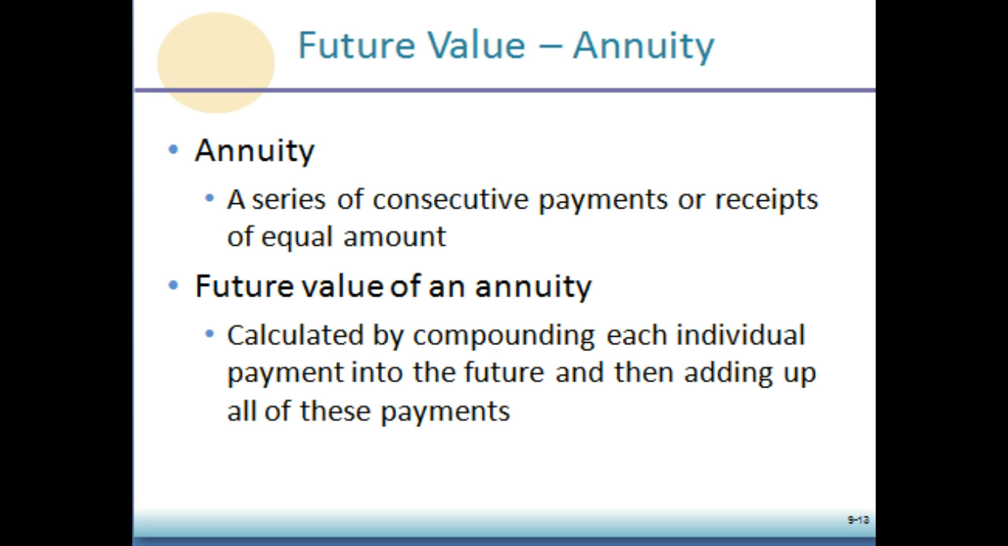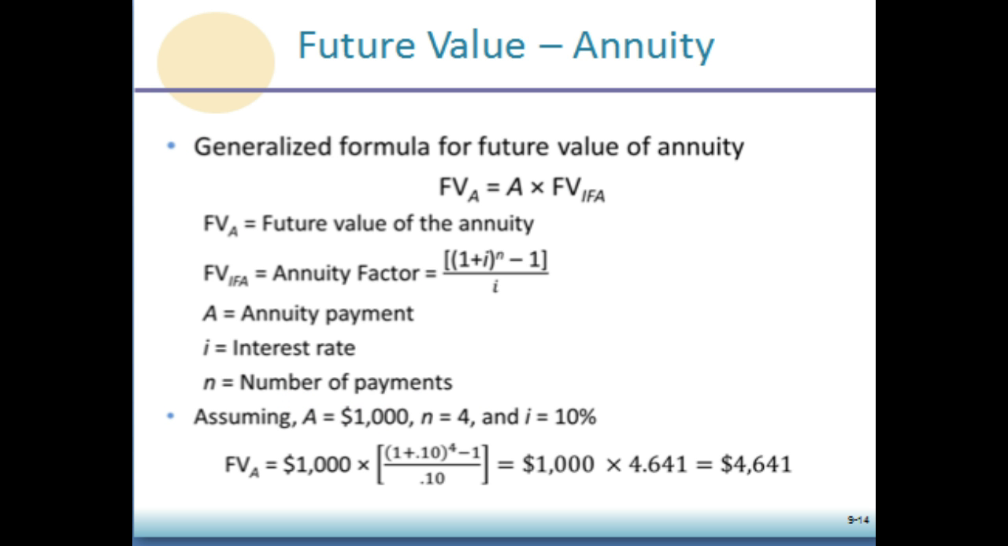Future value of an annuity. An annuity represents consecutive payments or receipts of equal amounts over equal time intervals. The annuity value is normally assumed to take place at the end of each period. The future value of an annuity represents the sum of the future value of the individual flows. Here we see a calculation for the future value of an annuity using a generalized formula.